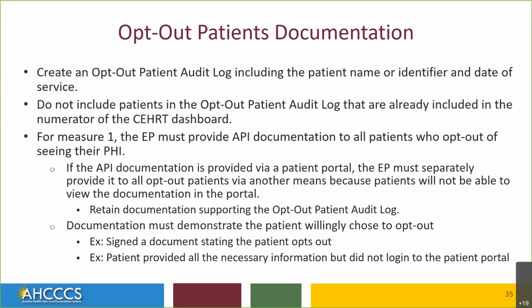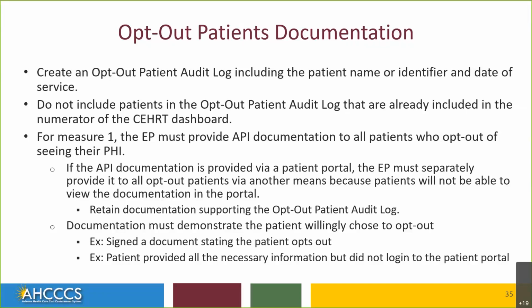So for example, if a patient comes in, they're seen by the doctor, and they say, we don't want to access the patient portal, I don't want any access to my information, I don't care for it, and if your protocol is to send the instructions about API via the patient portal, then you know this patient is never going to see those instructions. So you need to make sure you print those instructions out and give them to that patient, because to be included in the opt-out patient audit log, the patient had to find out and say, I don't want to view, download, transmit, or have access via API. You need to retain documentation supporting the opt-out patient audit log.